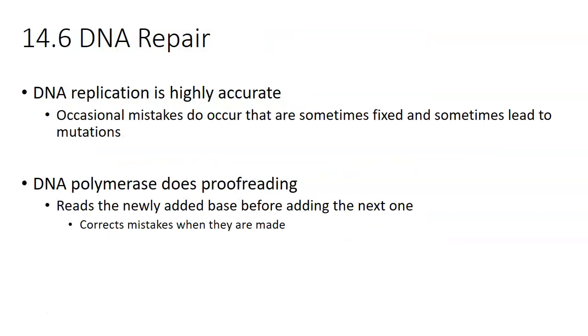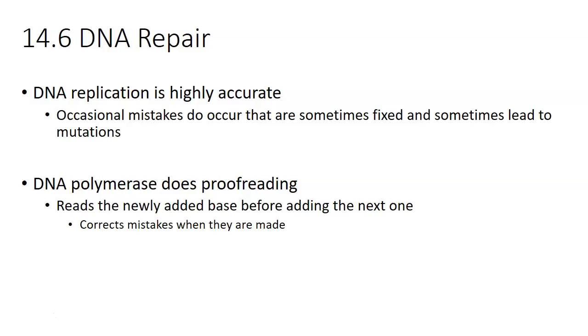Okay, DNA repair. First off, DNA replication is highly, highly accurate. However, mistakes do occur, and sometimes those mistakes are fixed and sometimes they're not. If a mistake in DNA replication does not get fixed, that is a mutation. When we hear mutation, sometimes we think bad, but we're going to find that not all mutations are bad. Mutations can lead to genetic variation, which could enhance the likelihood of survival of a species. We'll get into that in the next couple of chapters after this next test.